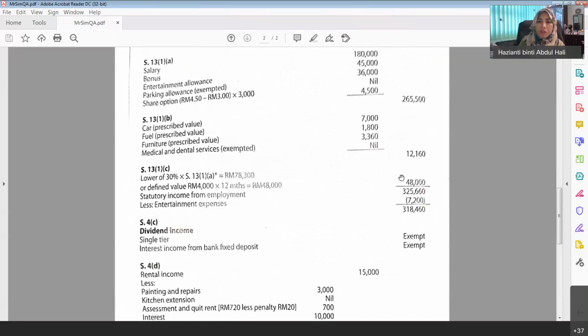Alright, so we total all the income from the employment. Right, remember dia ada entertainment expenses juga. So dia dapat 36,000. The entertainment expenses is 7,200. Alright, so untuk entertainment expenses like what we did last week, kita tak tolak dekat atas ni, kita tolak dekat bawah before we arrive at our total income from employment. So 318,460.